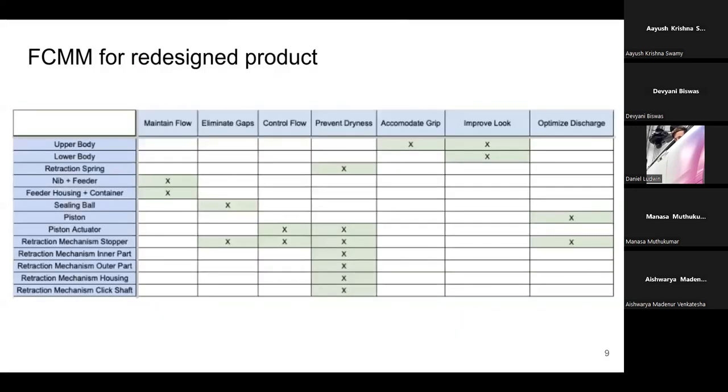Since we decided to change the mechanism to target the primary and secondary customer variants, we have an FCMM for the redesigned product. The parts that are more expensive and important according to the bill of materials were either consolidated or removed. As you can see from the nib plus feeder or the feeder housing and container, the other parts were added to optimize discharge.